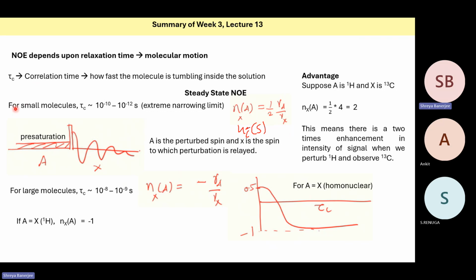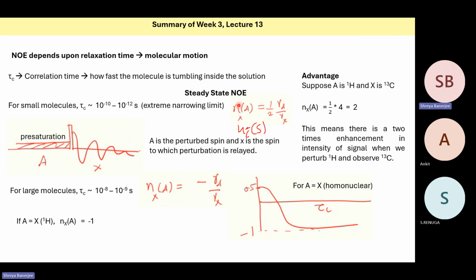And for large molecules, so large molecules will take time to tumble inside a solution. If you imagine a large molecule like a protein or DNA, the correlation time will be bigger. It is 10 to the power minus 8 to 10 to the power minus 9 seconds. And in this case, this extent of NOE is given as minus gamma A by gamma X. So you don't need to worry about the derivation of these formulas. You can just remember the formulas by themselves.